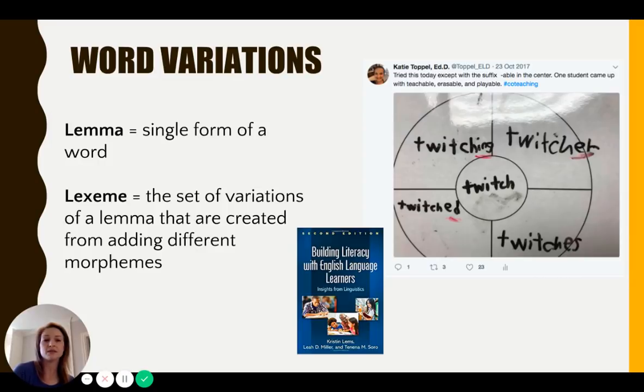I've also done this a different way with putting the suffix in the center. We did the suffix able, and then students had to come up with other words that had that. And so this particular graphic could be used in a variety of ways, depending on if you want to focus on the actual base word and its meaning with variations, or if you really want to focus on that particular prefix or suffix and then words that have it.